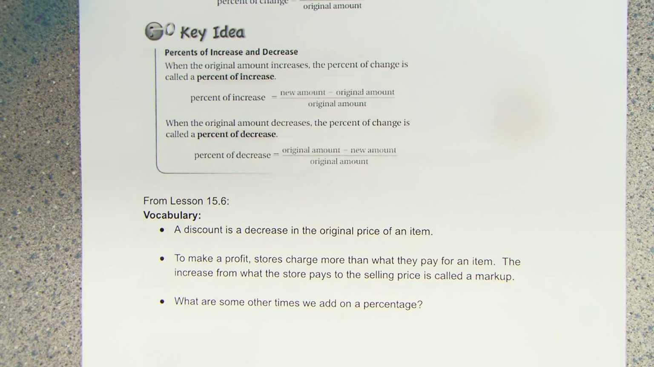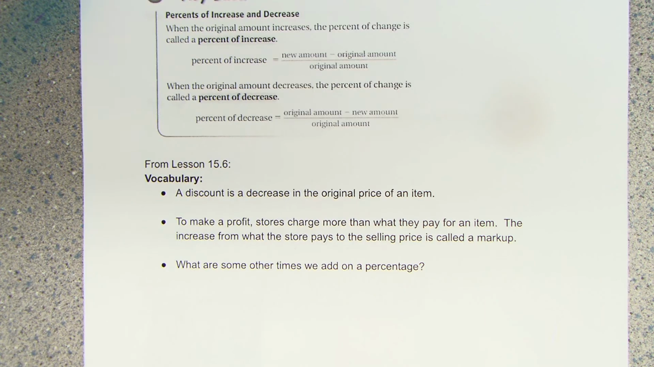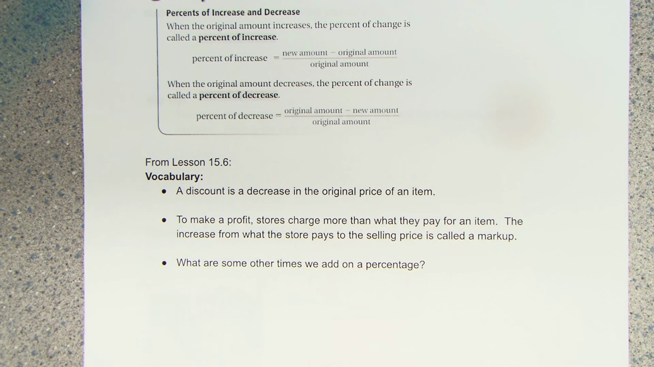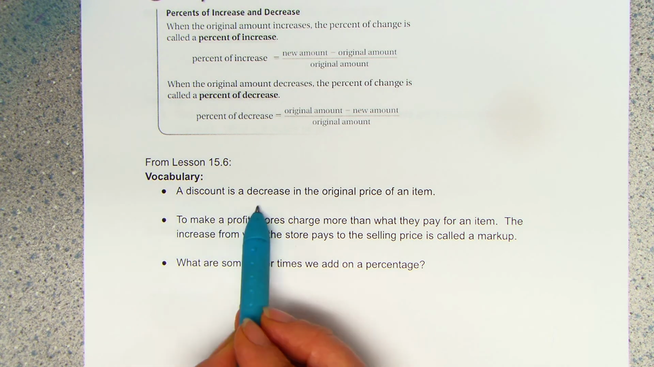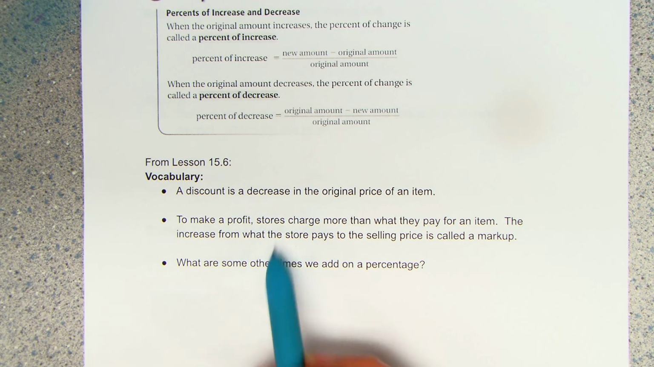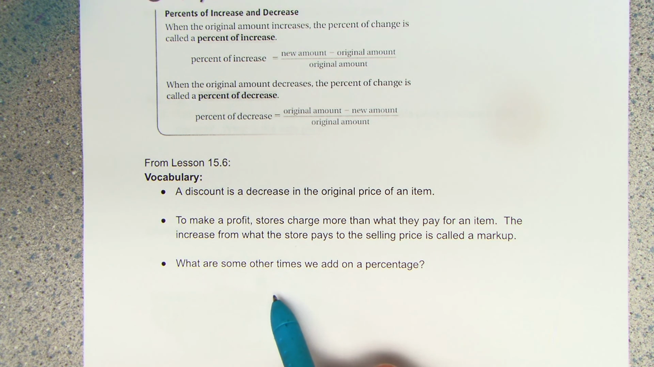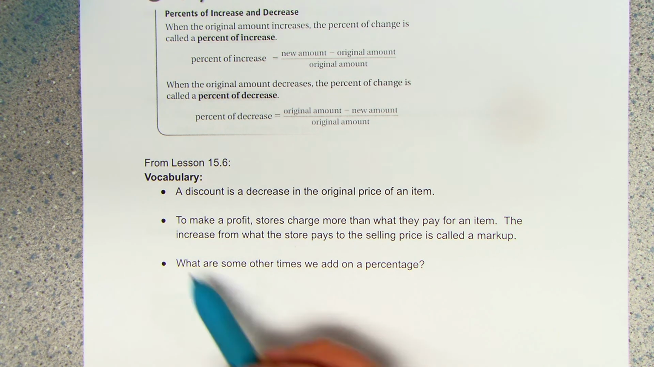All right. Then lesson 15.6 is about markups and discounts. So the vocabulary from there is that a discount is a decrease in the original price of an item. You know that when you go to a store and something is marked down, that's a discount. Sometimes you get a coupon for that. Sometimes it's marked on the tag.